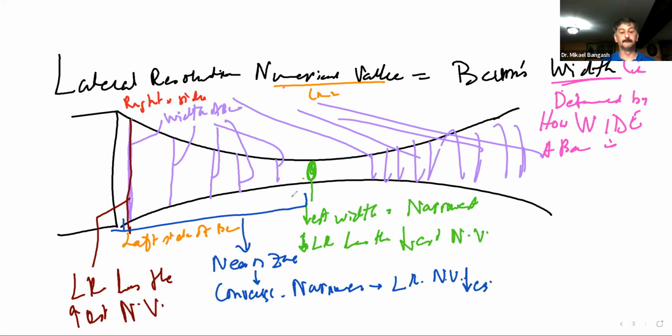Did that make sense? Then we get to the narrowest point, which we call the focus or the focal point. At the focal point, the beam is at its narrowest. What does it mean to be narrowed down? It means that the lateral resolution's numerical value is at its lowest.